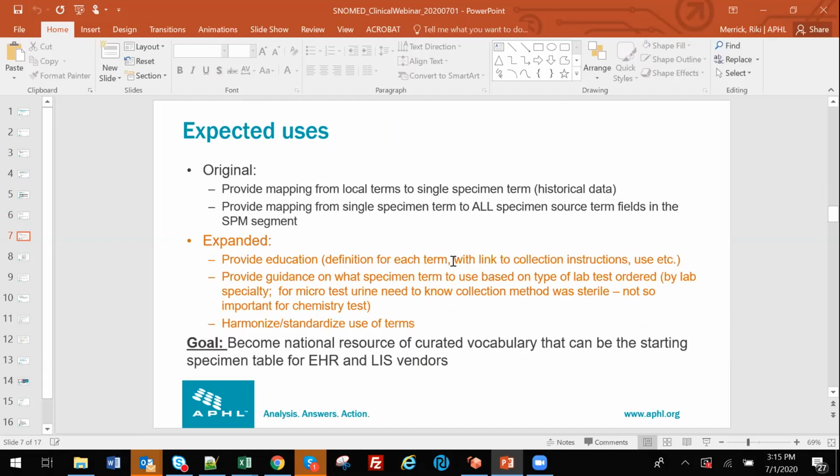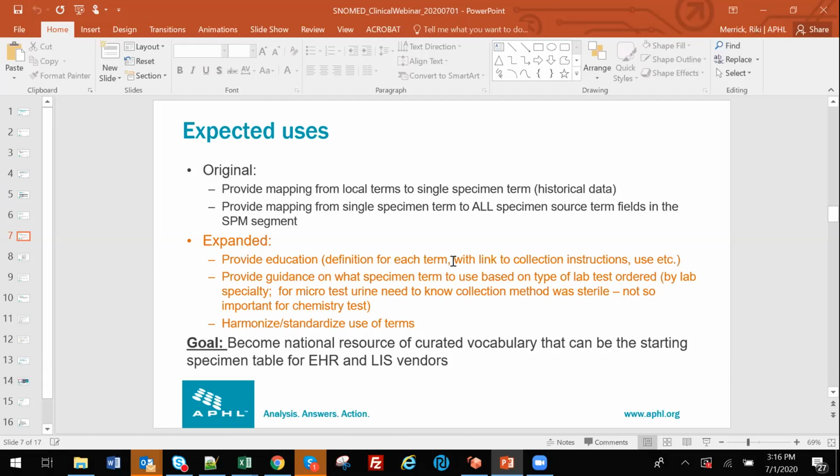So that was the original idea, is to have a local term to a single specimen term for all the historical data, including the HL7 table terms, and then provide a mapping from that single specimen term to all the specimen source term fields in the SPM segment.